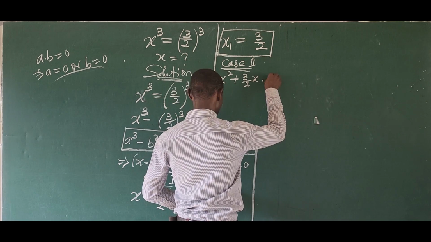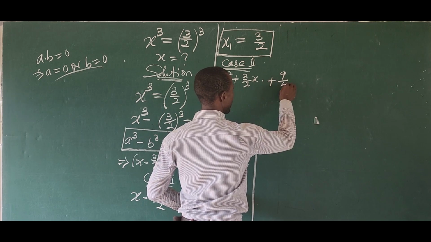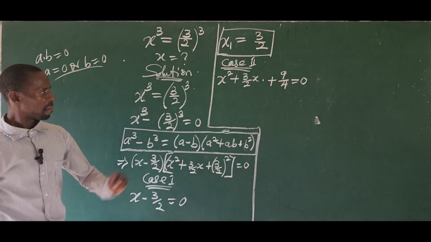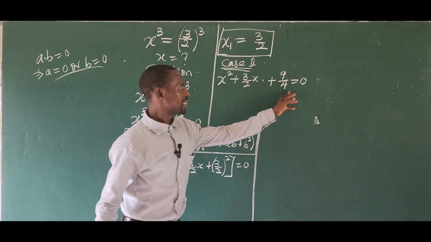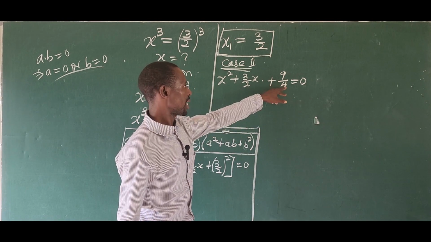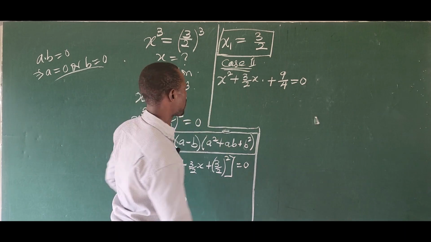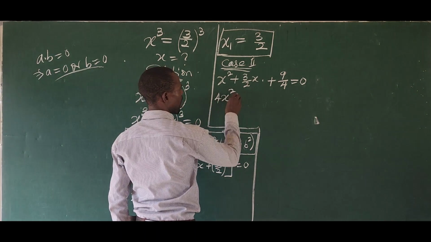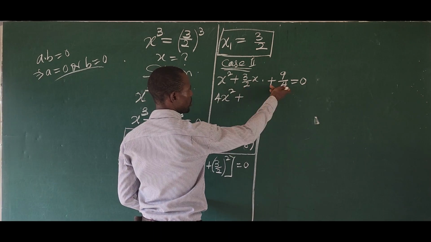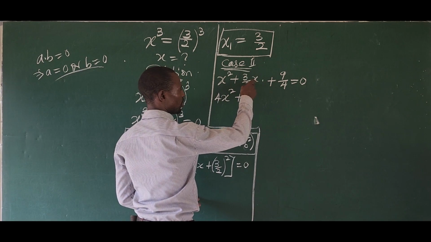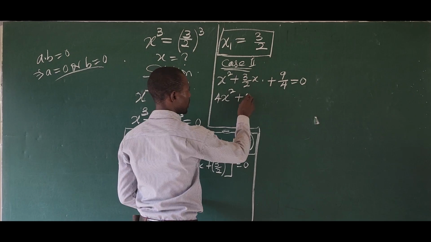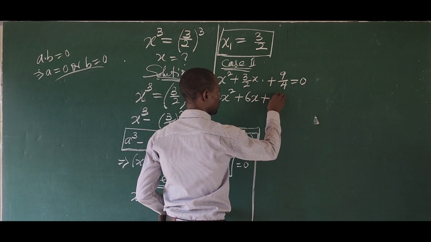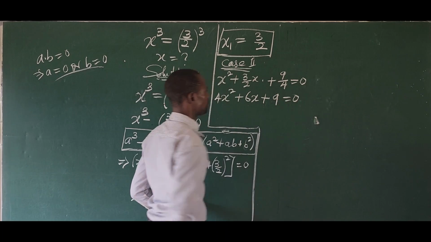So we have here plus 9 all over 4 equal to 0. Good. So we have to clear off these denominators. The highest is 4, so we multiply through by 4. This is going to give us 4x to the power of 2 plus, if we use 4 to multiply, 2 times 3 is 6x plus, we use 4 times this, we're going to be left with 9 equal to 0.